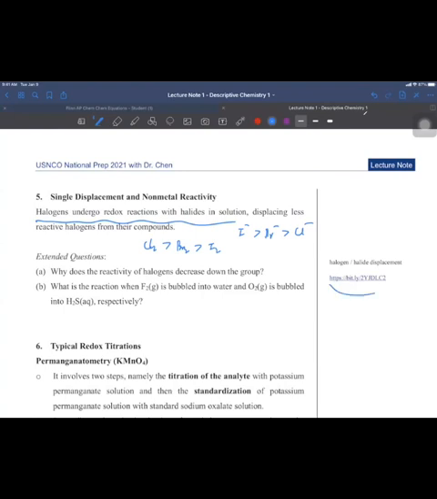Guys, we don't have much time to show you the full video. So make sure you watch the video by yourself if you have any question. So I think we already discussed why the reactivity of the halogens decreased down the group. We also discussed what is the reaction when the fluorine gas is bubbled into water. So now I have another reaction for you guys to think about. Oxygen gas is bubbled into the H2S solution.